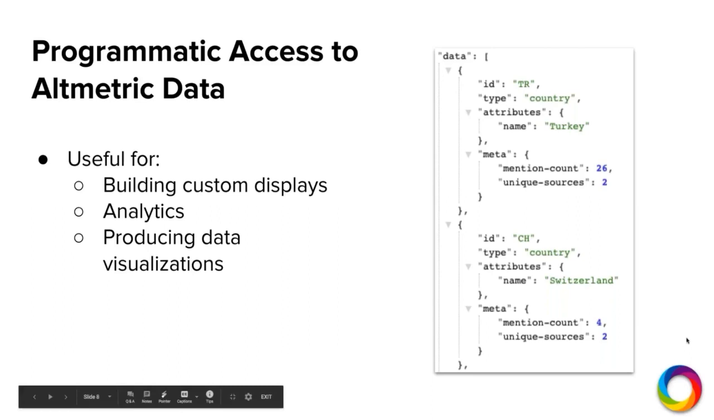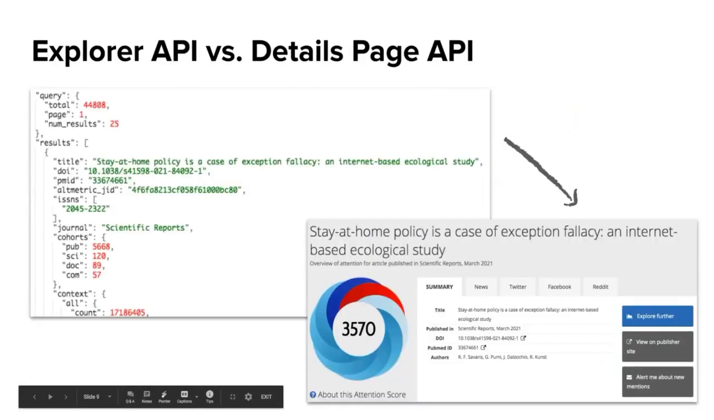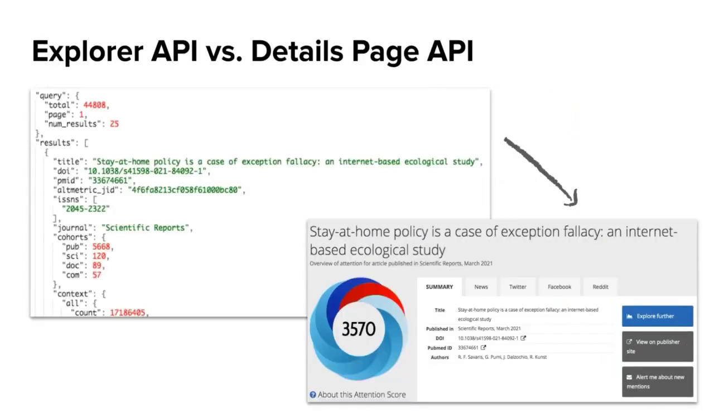I'll just make one important point of clarification here as well, which is that Altmetric has two APIs.